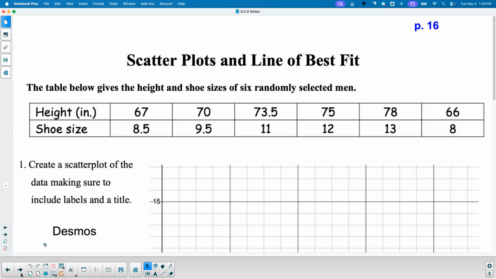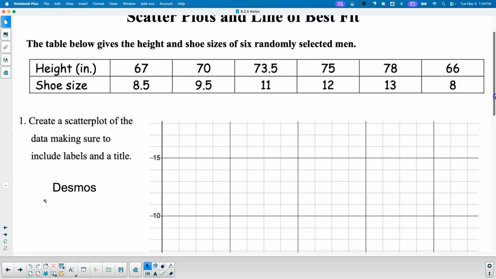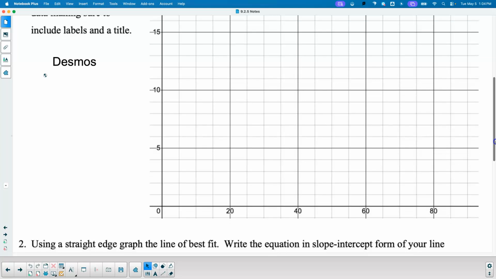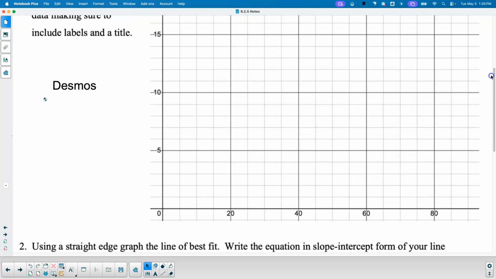So we're talking again scatter plots and lines of best fit. Okay, so the table below gives the height and shoe size of 6 randomly selected men. Question number 1 says, create a scatter plot of the data, making sure to include labels and a title. So the labels that we're going to have are height and shoe size. Based off of the scaling, is height going to be the horizontal or the vertical? Horizontal. Okay, so we should label that then.